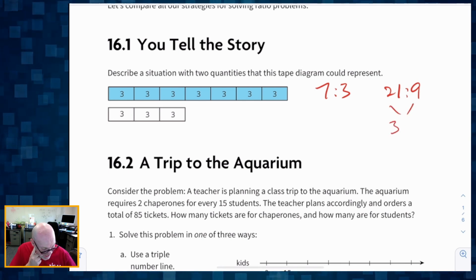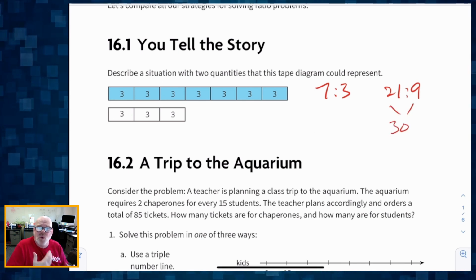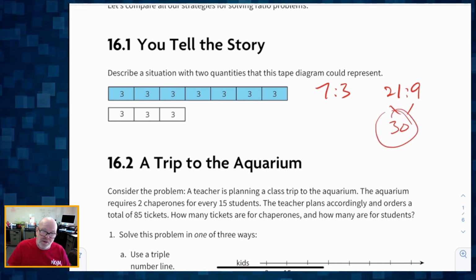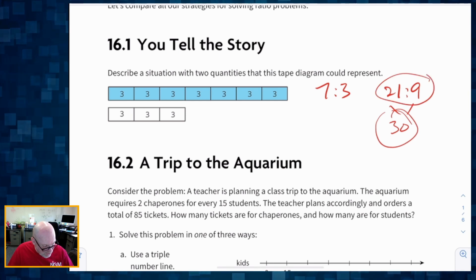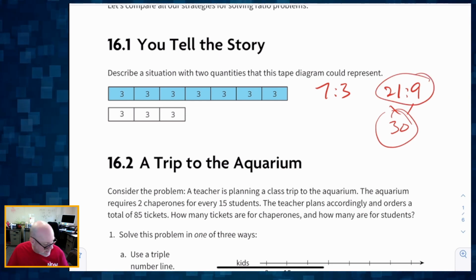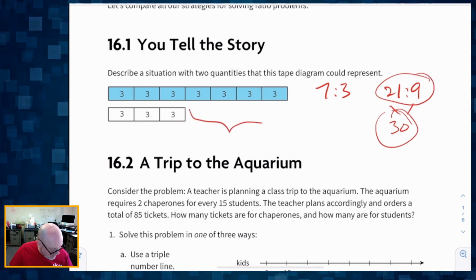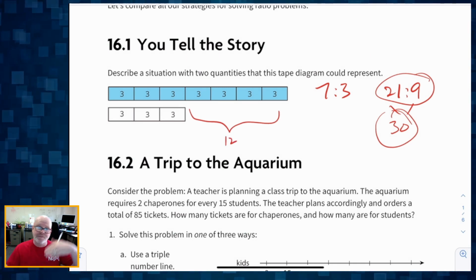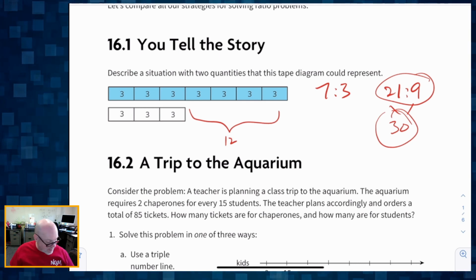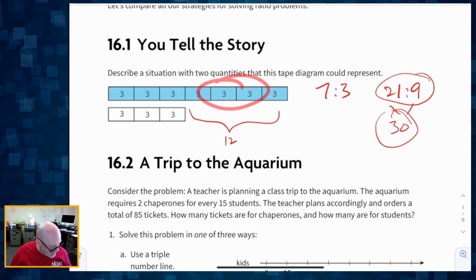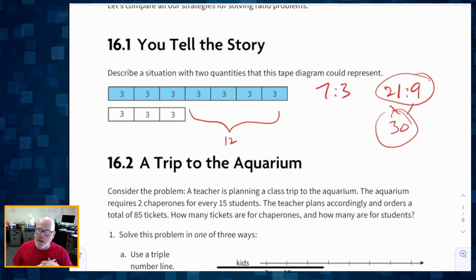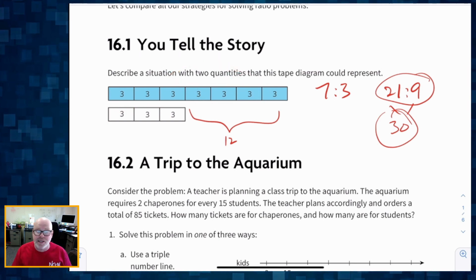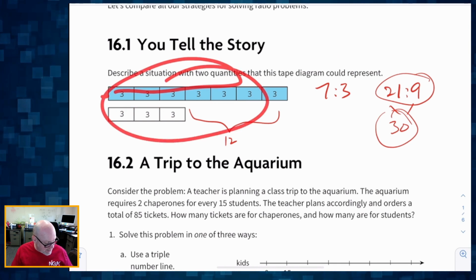So we have 30 things. I mean, there's a whole lot of ways we could tell this story. We would have to include the number, maybe the number 30. We might include the numbers 21 or 9. Heck, we could even include the number 12, as in there are 12 more of this than there are of that. We could do a whole host of stories as long as our story satisfies this picture.